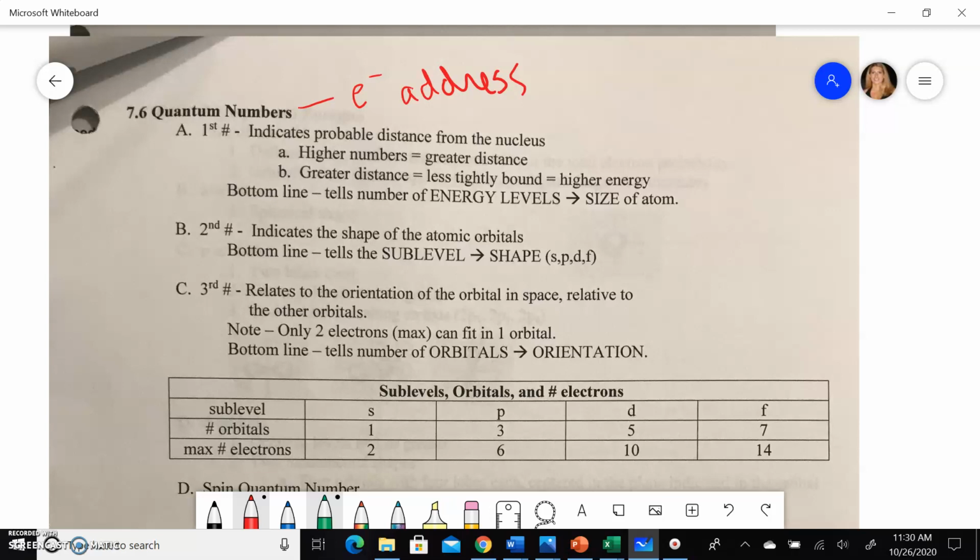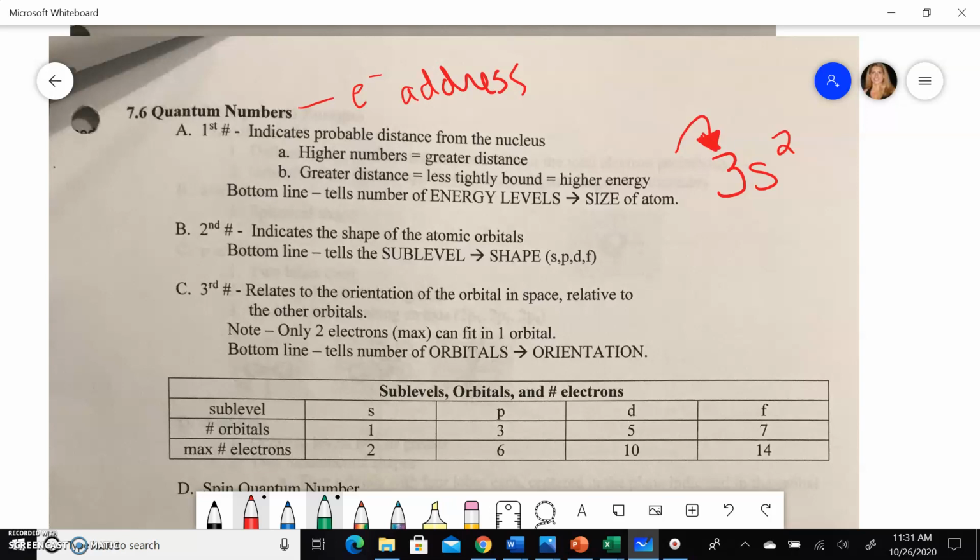The first quantum number is going to be a coefficient. So if I have something like 3s2, the first quantum number is this coefficient right here. And this tells you the energy level or the distance from the nucleus. So this tells me that the electron is in the 3rd region from the nucleus.